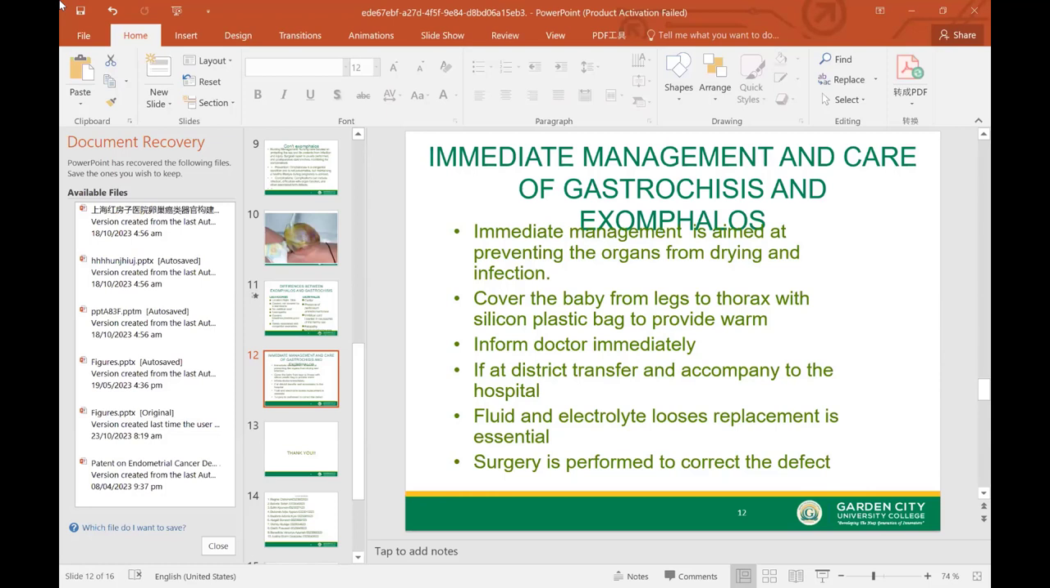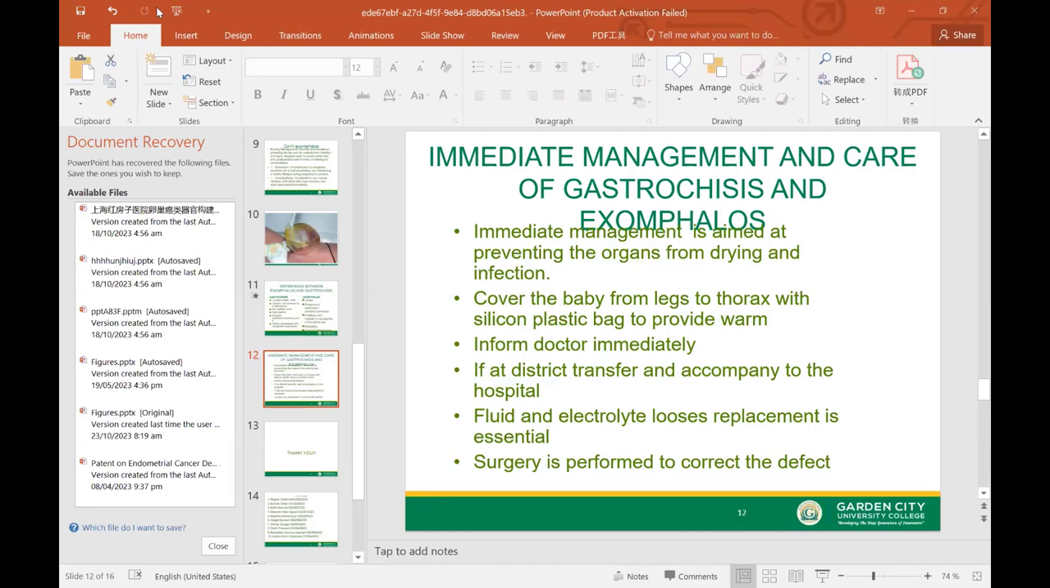Ophelia Morrison. Sister, yes, your hand is up. Sister, please, they mentioned that some of the predisposing factors are polyhydramnios of the mother. I want to know how that can bring about the gastroschisis. Thank you.